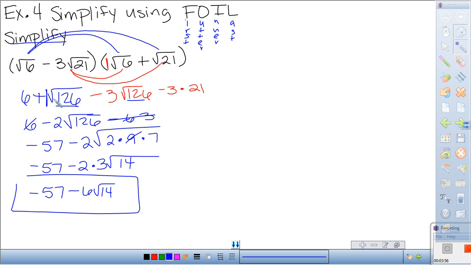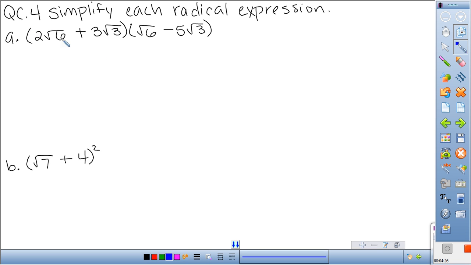Now right here, I decided to go ahead and combine these like terms. But you didn't have to combine them right here. You could have found the simplest form of the square root of 126, which we found out was 3 square roots of 14. So you could add 3 square roots of 14 here, minus 3 times 3 square roots of 14. You could have simplified that way, and so maybe we'll do that in the next one to show you what I'm talking about. So let's look at A.